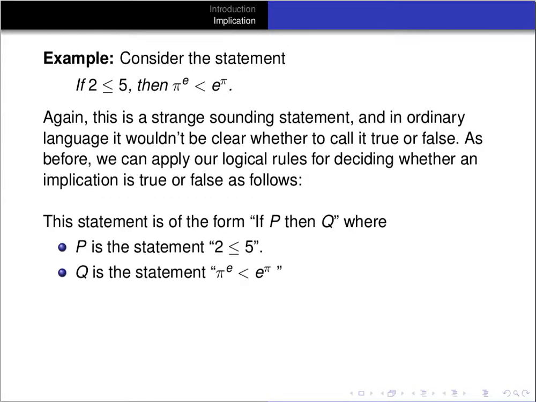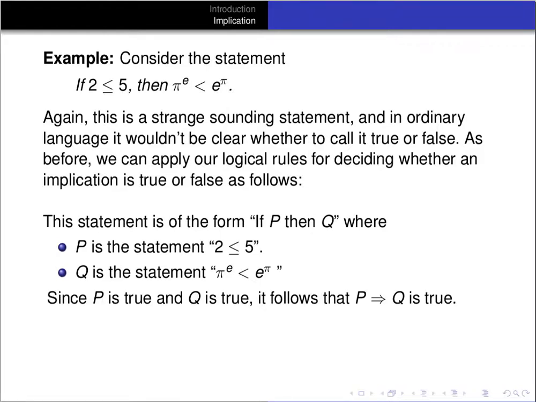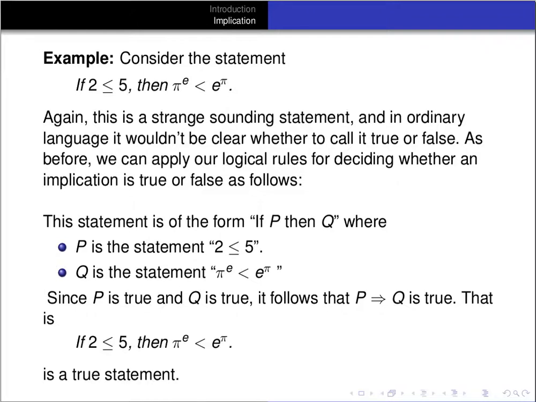We look at this as a statement of the form if p then q, where p is the statement 2 is less than or equal to 5, and q is the statement pi to the e is less than e to the pi. Okay, p is true and q is true, so it follows that p implies q is a true statement. So we would say that if 2 is less than or equal to 5, then pi to the e is less than e to the pi, is a true statement.